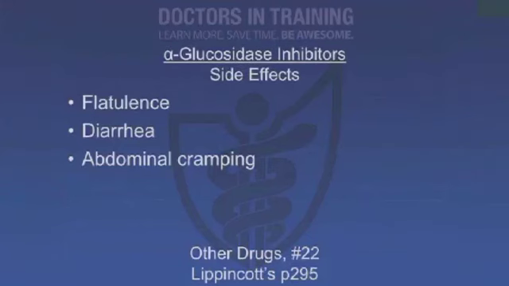So the GI side effects include flatulence, diarrhea, and abdominal cramping. Basically, you're having more sugar remaining in your intestines, and that's causing an osmotic gradient that sucks more fluid in there, so you're going to have diarrhea, you're going to have loose stools, you're going to have a lot of flatulence, a lot of GI discomfort. Really, really not a very popular constellation of side effects, so most people don't want to take these drugs, and they don't work very well. So you can understand why they're not widely used.